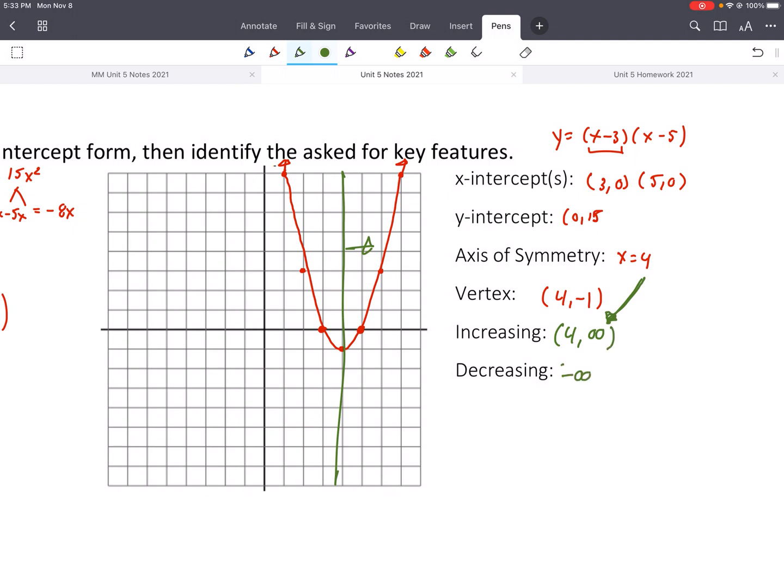But sometimes it's just kind of hard to just look at it in your mind. So again, I think it's good to write down or do at least a little sketch of what's going on, and I think that will help. Okay? And then decreasing is just the other side, from negative infinity to 4.